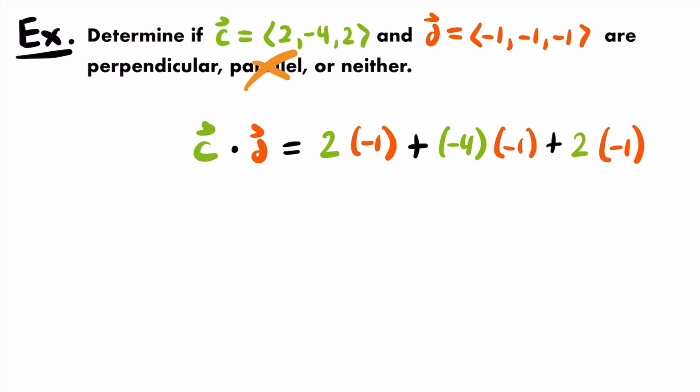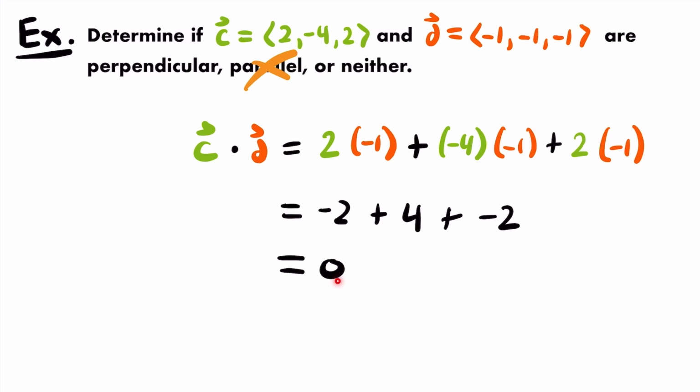All right, now let's simplify. This will be equal to 2 times -1, which is -2, plus -4 times -1, which will be +4, and then we're adding that to 2 times -1, which is -2. And so we have -2 plus 4, which is +2, plus -2, which is 0. All right, so this is equal to 0.